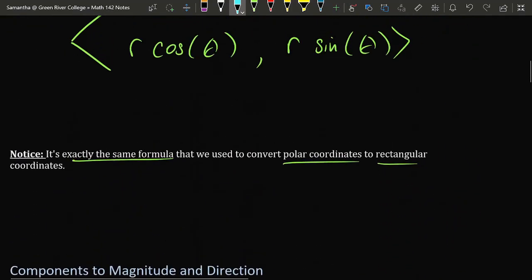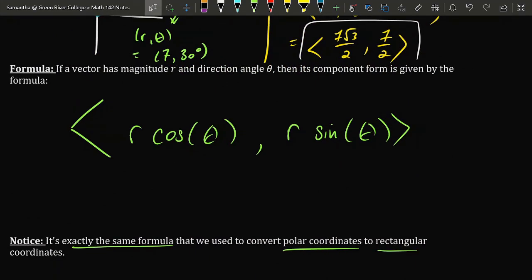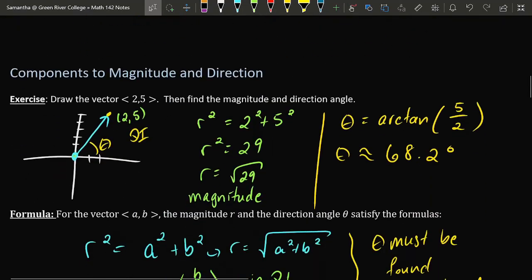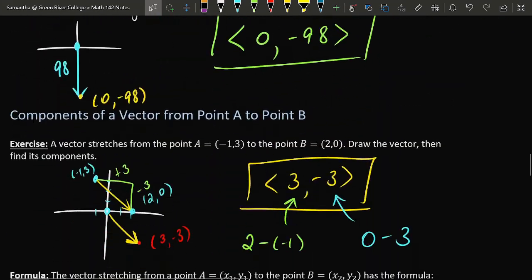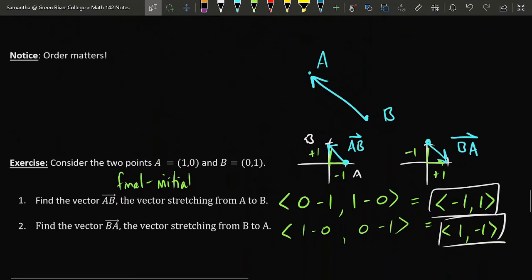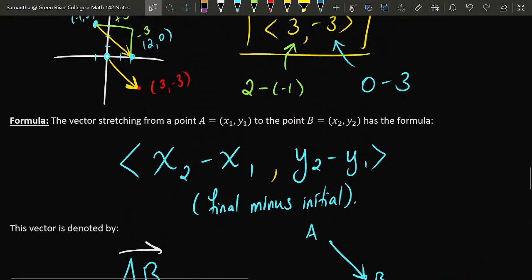Likewise, if I had the magnitude and the direction, then I could use the formulas x equals r cos theta and y equals r sine theta to find the components of the vector. We also saw a formula that helped us to find the components of a vector which was stretching from a point A to a point B. And that formula was described as final position minus initial position. Final x minus initial x, final y minus initial y.